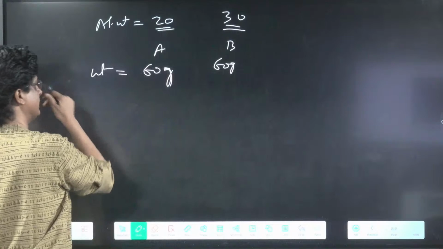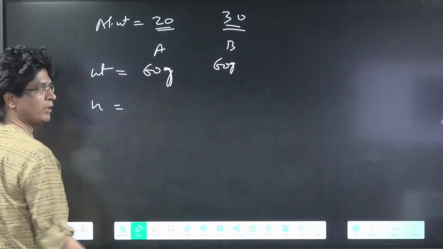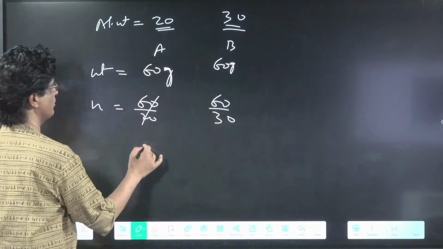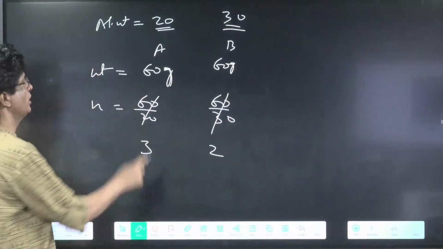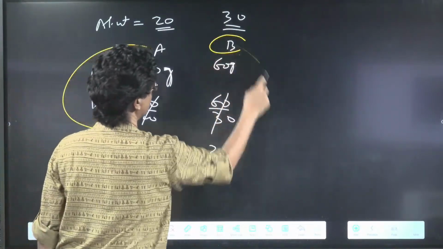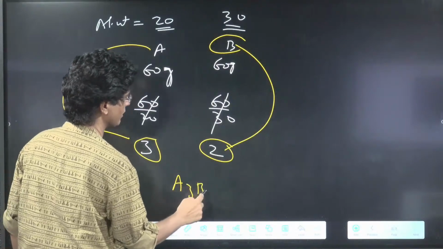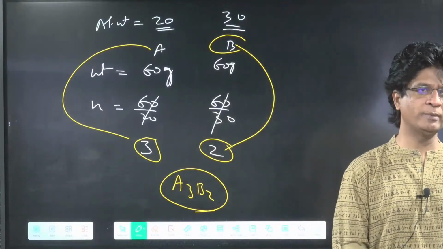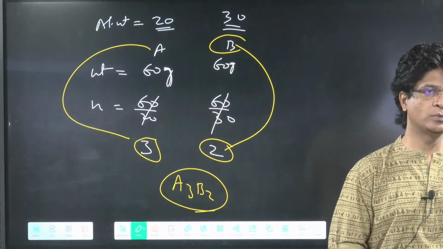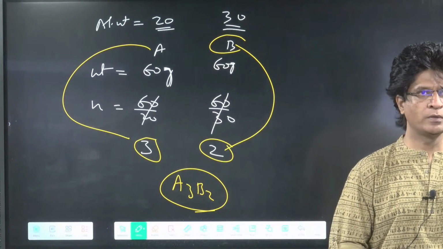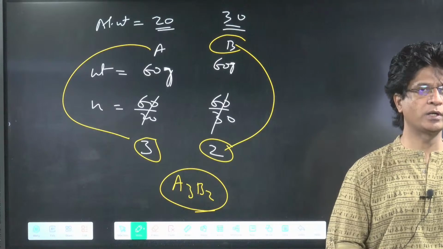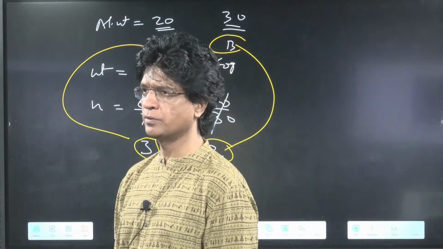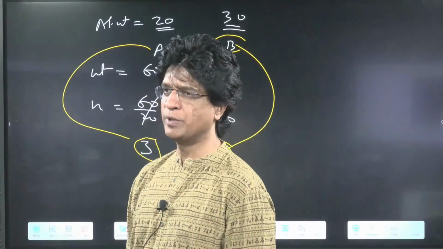Yes or no? Then number of moles is weight upon atomic weight: 60 upon 20 and 60 upon 30. This will be 3, this will be 2. So A3 and B2. A3 B2. No, it will be A3, B2, beta. It's not A2, B3. Be careful. A3, B2. Okay. Criss-cross, yes, criss-cross is also there.